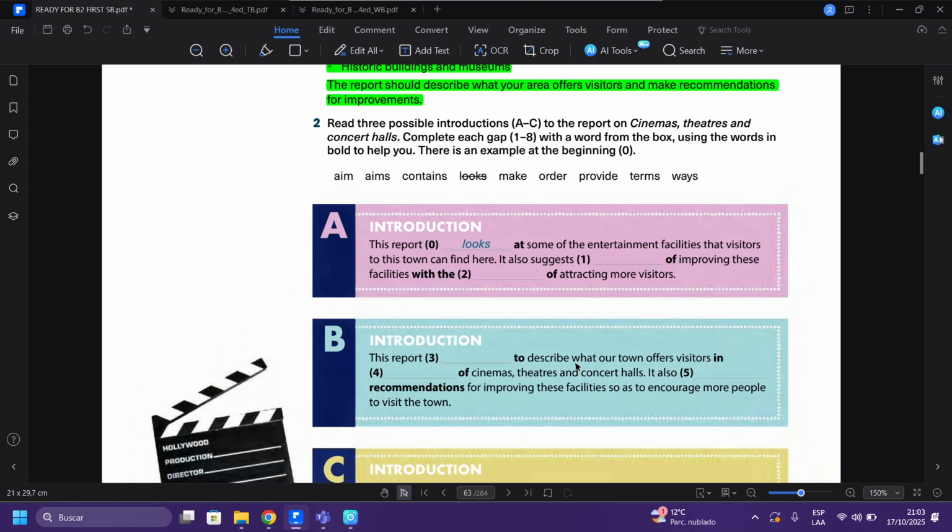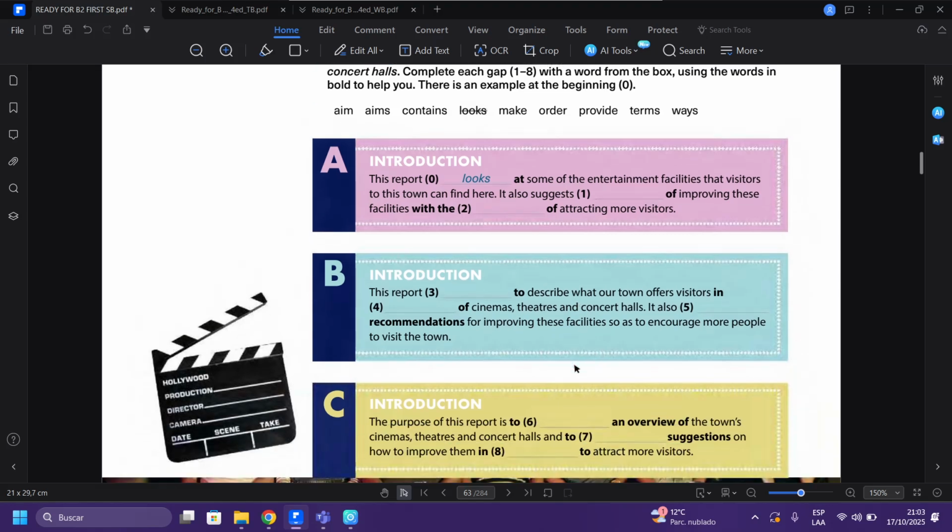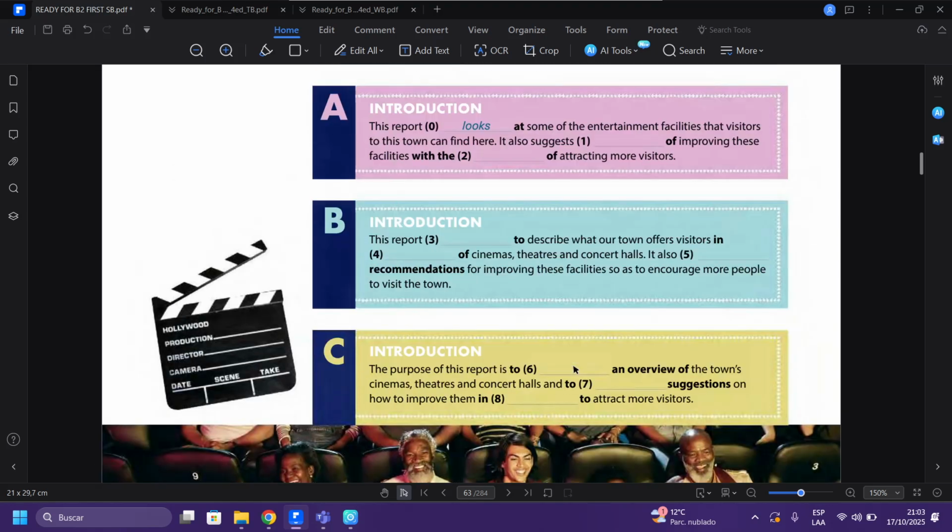It also contains recommendations. In this case, we cannot use make, we use contains, because we have the third person, it. That's why we have to add the letter s at the end of the verb. It also contains recommendations for improving these facilities. And there you are.